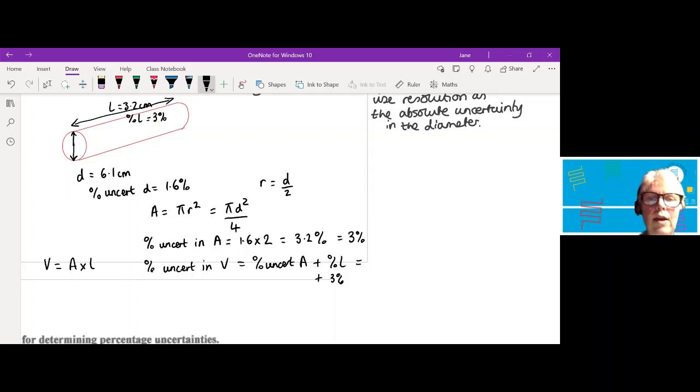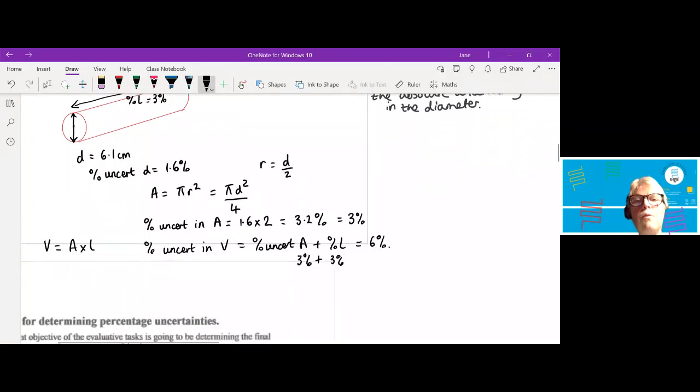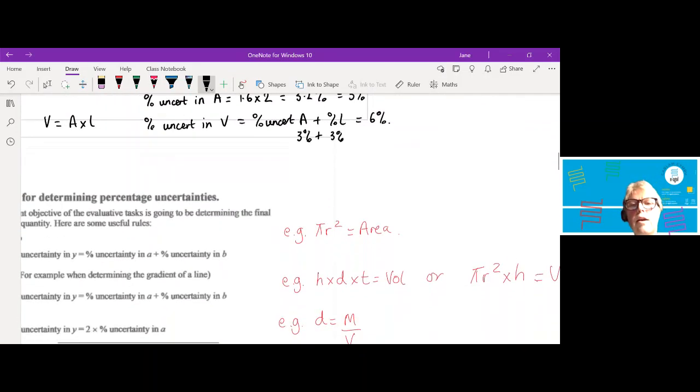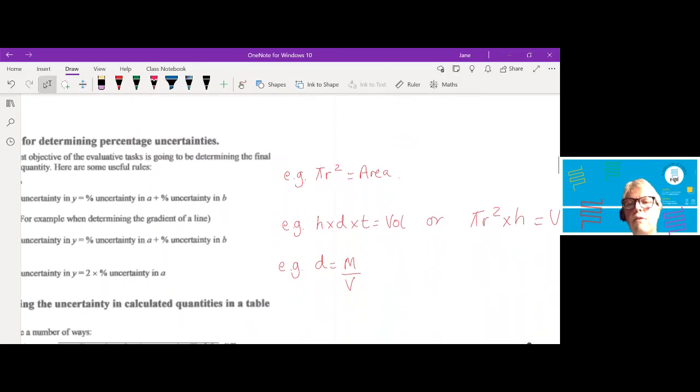So plus 3% for the area, 3% for the length. So that is equal to 6% in the volume. So that gives you what you have to do. We've done it for area, we've done it for volume.